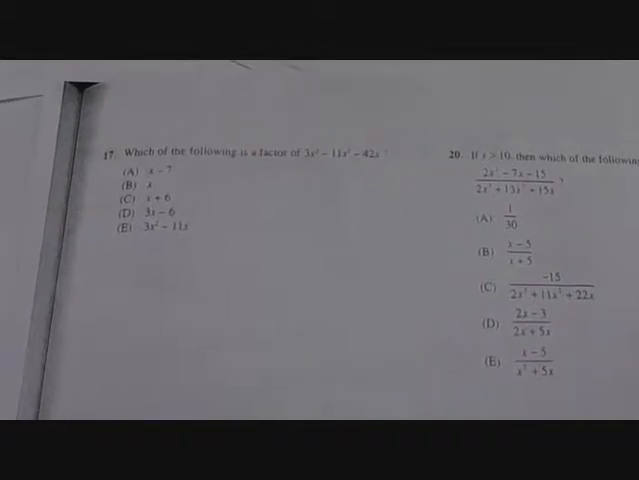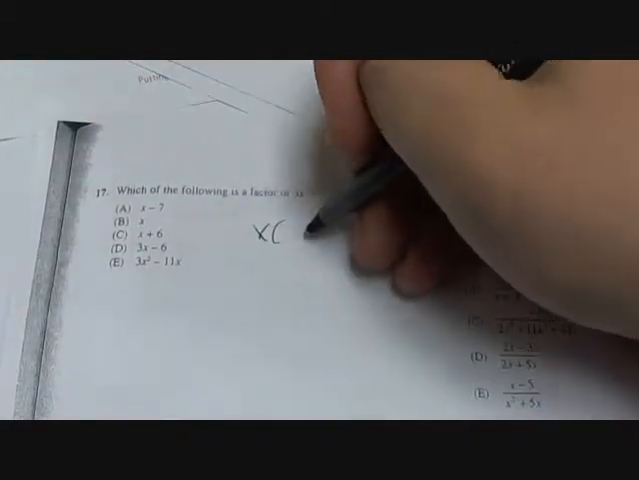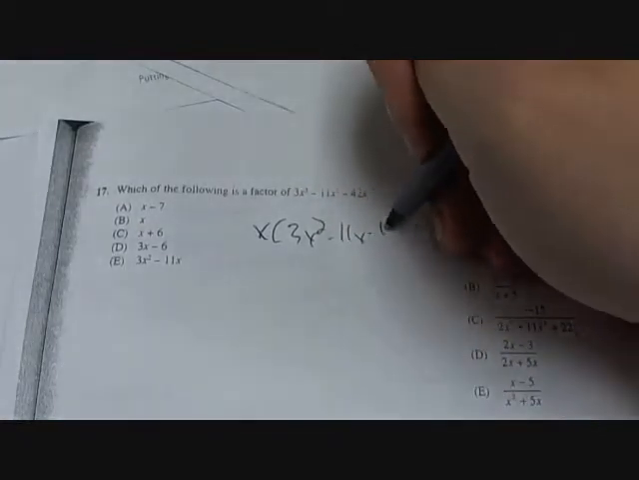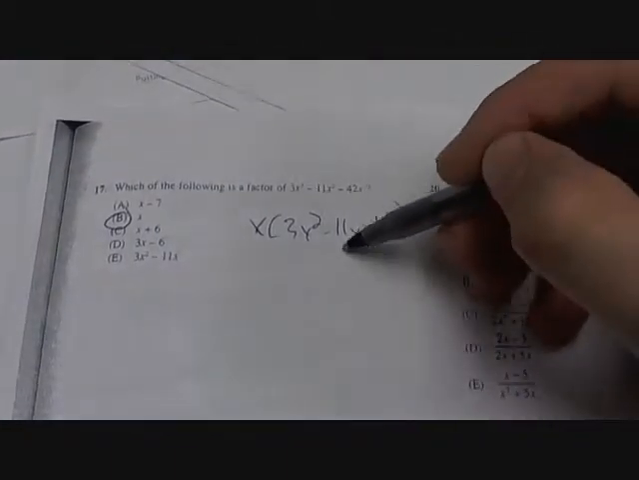Which of the following is a factor of 3x cubed minus 11x squared minus 42x? Remember, when you factor, you have to bring out whatever is the same. So x cubed, x squared, x. So factor out an x times 3x squared minus 11x minus 42. Hopefully check if x is an answer, and yes it is. So the answer is B. We don't have to waste our time and factor this out because the answer is already there.